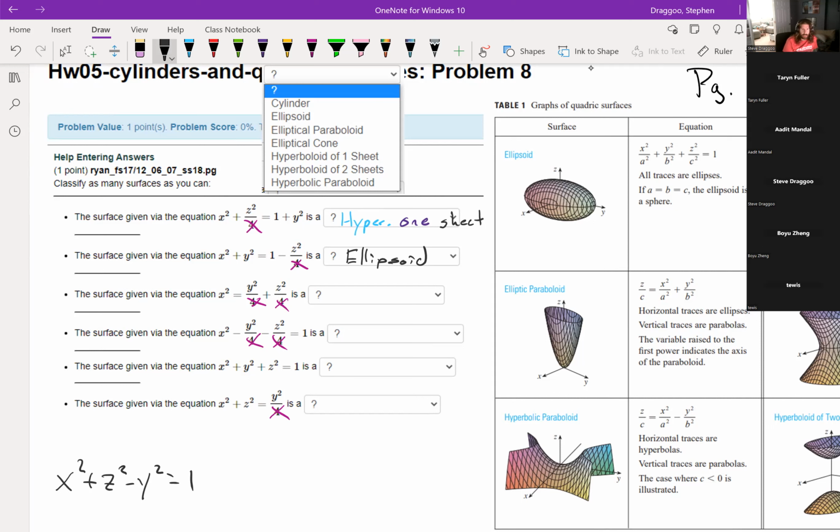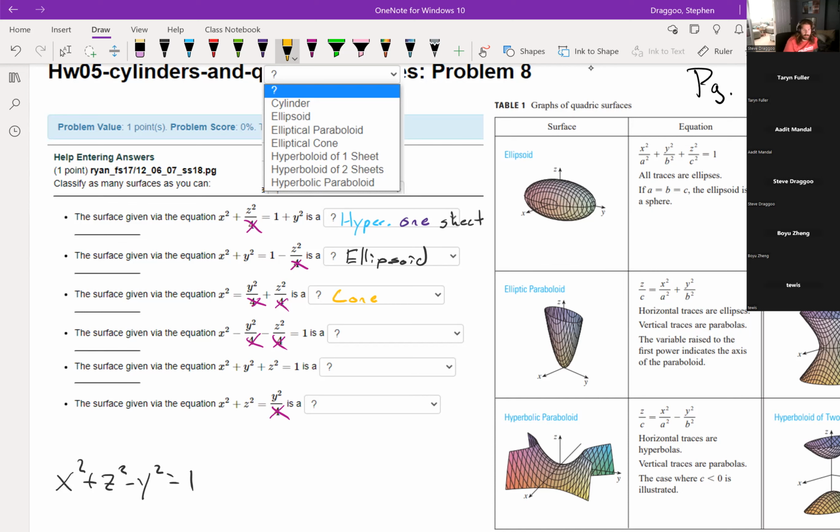Next on the list, x squared equals y squared plus z squared. Notice that there's no constant term in that third one. And if I don't have a constant term, I'm looking at a cone. Or rather, if my constant term is 0, I'm looking at a cone. Assuming, again, that I don't have a paraboloid, which we didn't have any of because we know we had no linear terms.